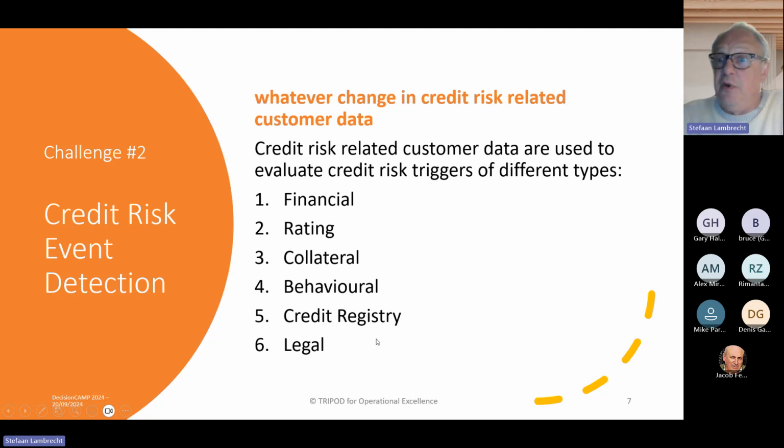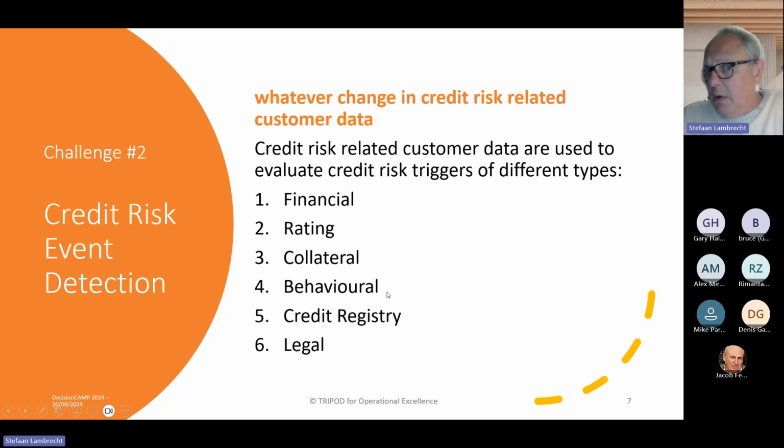Now, what kind of triggers can that be? Financial triggers, such as, for instance, annual accounts or turnovers. Rating increases or decreases can be a trigger. Changes in collateral. If you have closed a contract for a credit and one of the collaterals is a building, for instance, suppose that something happens with this building, then that can also lead to a trigger, and the situation needs to be assessed.